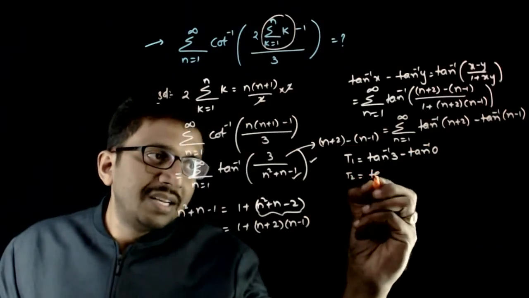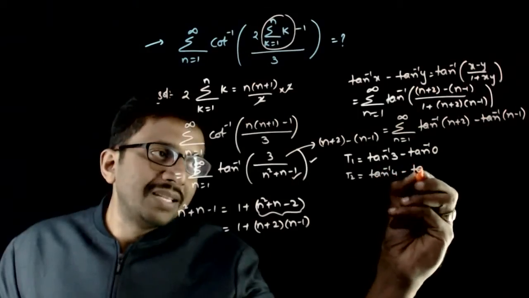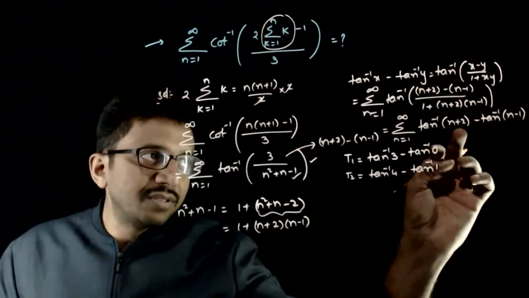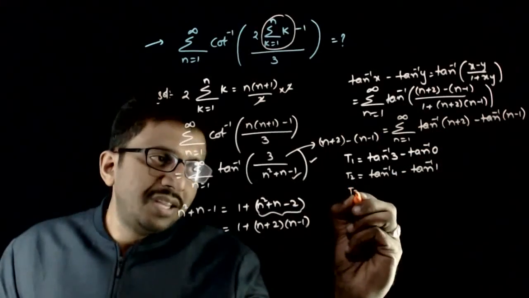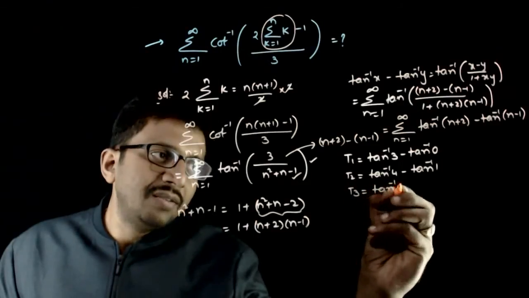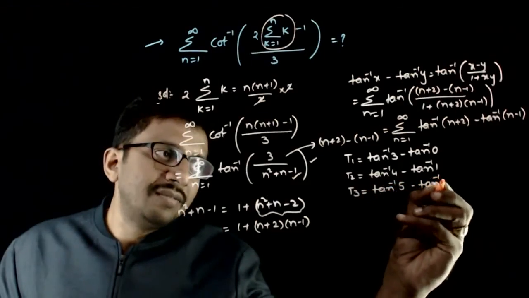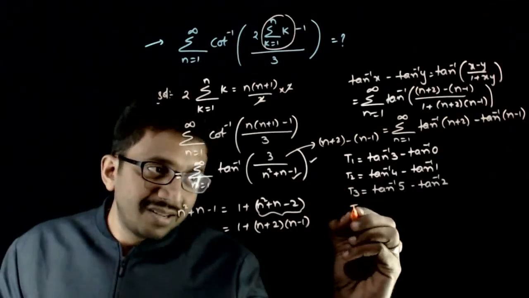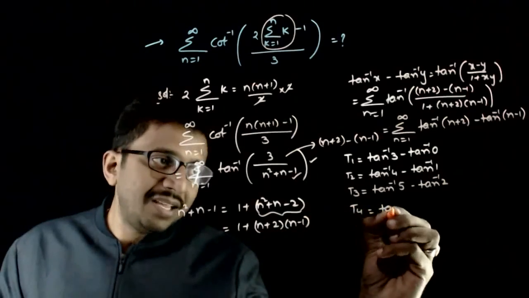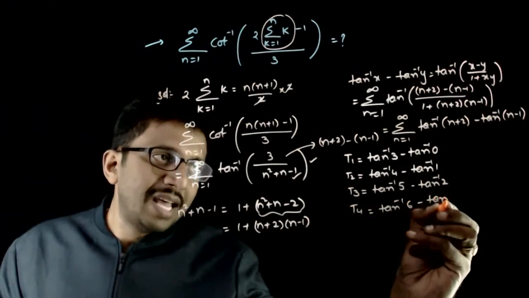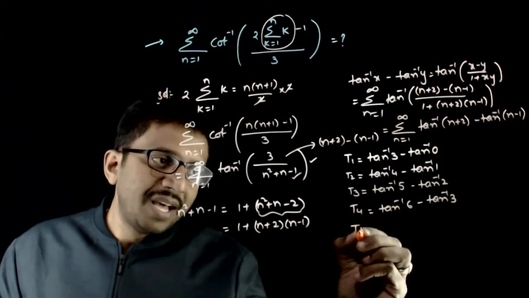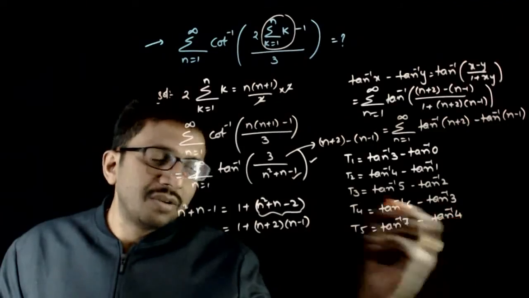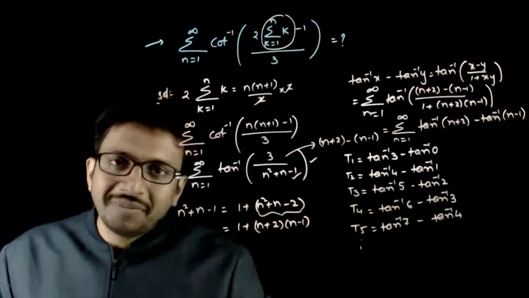Second term is tan inverse of 4 minus tan inverse of 1, right? If you put n is equal to 2, you have tan inverse of 4 minus tan inverse of 1. So T3 is equal to tan inverse of 5 minus tan inverse of 2. So till now there is no cancellation, but let us see what happens now. So tan inverse of 6 minus tan inverse of 3, T5 is nothing but tan inverse of 7 minus tan inverse of 4, so on.